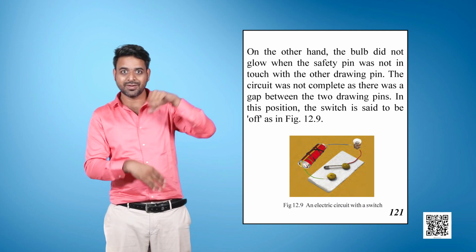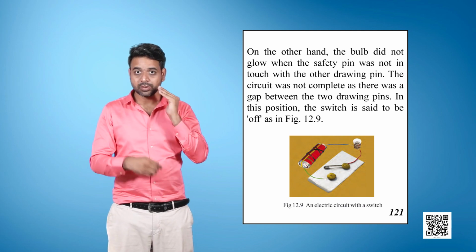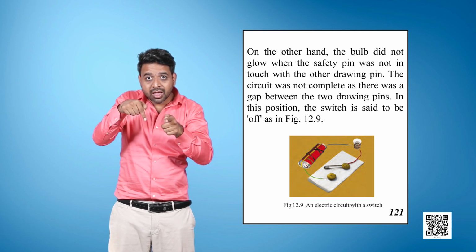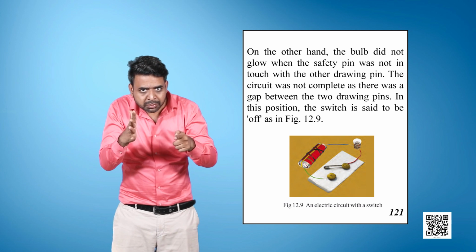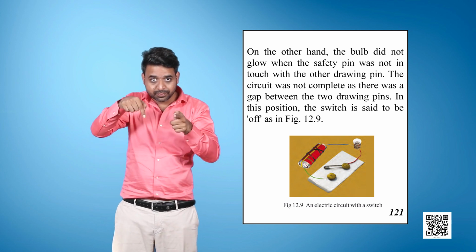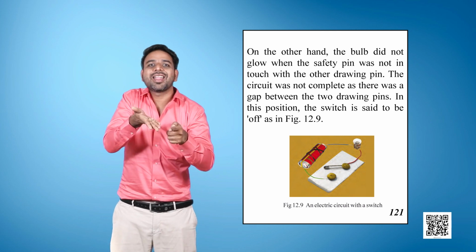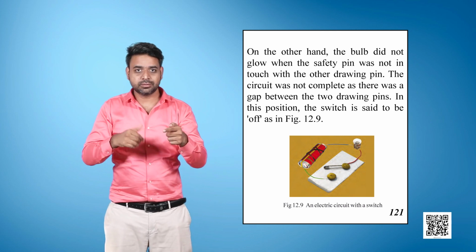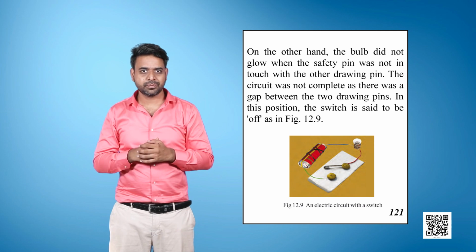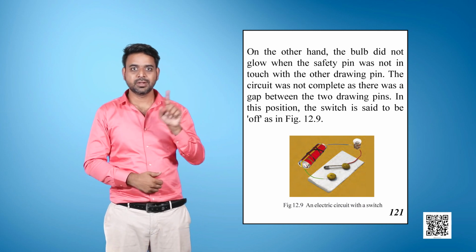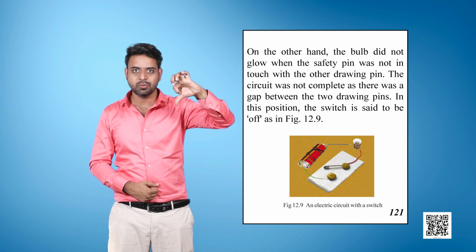On the other hand, the bulb did not glow when the safety pin was not in touch with the other drawing pin. The circuit was not complete as there was a gap between the two drawing pins. In this position, the switch is set to be off as in figure 12.9.